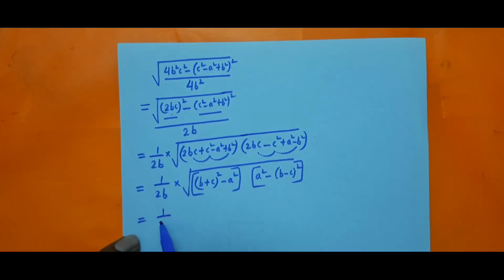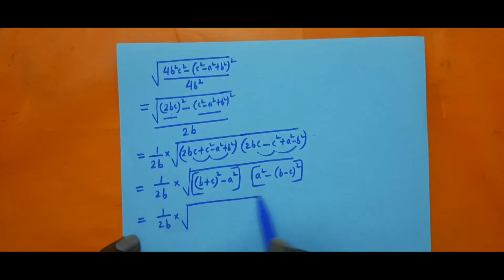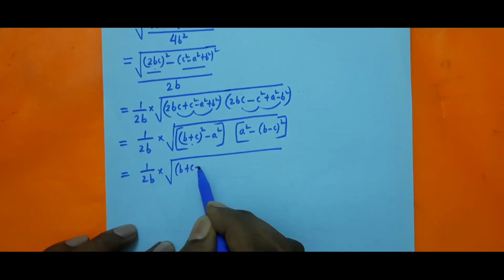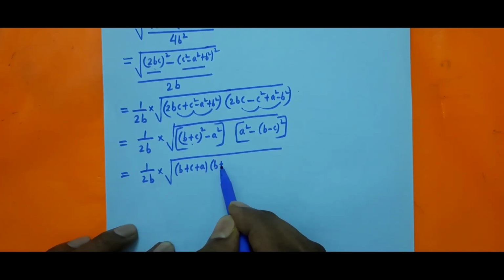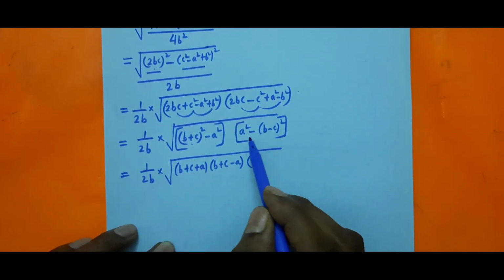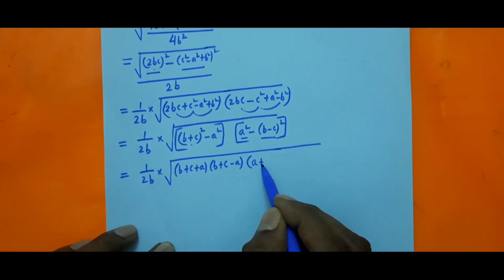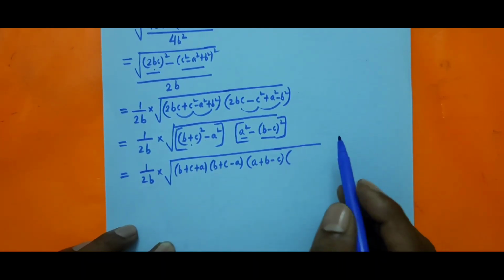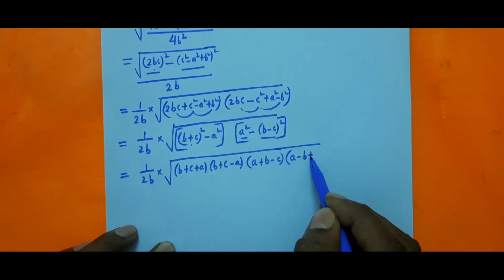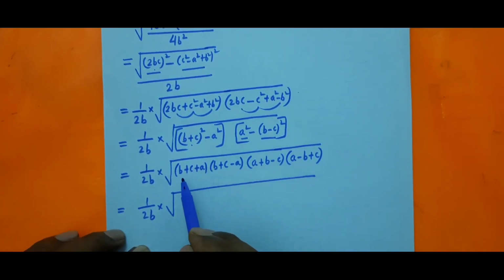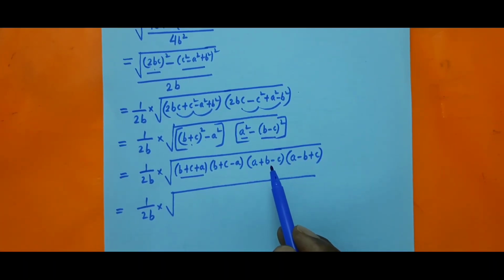Next, 1 by 2b into square root, again a square minus b square. So (a plus b) into (a minus b). Then (b plus c plus a) into (b plus c minus a). Again a square minus b square. So (a plus b minus c) into (a minus b plus c). Next, 1 by 2b into square root of, this is a plus b plus c.